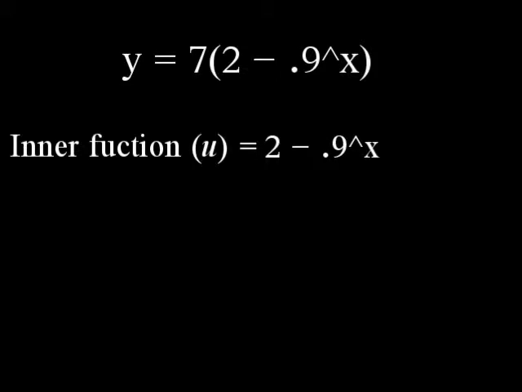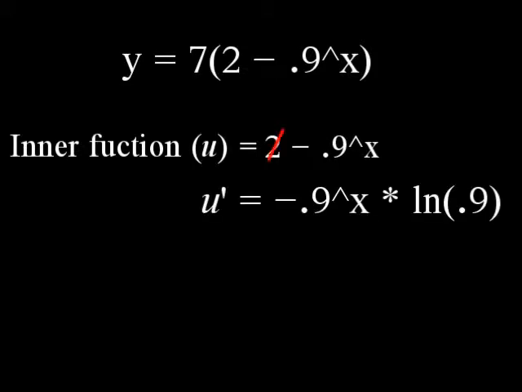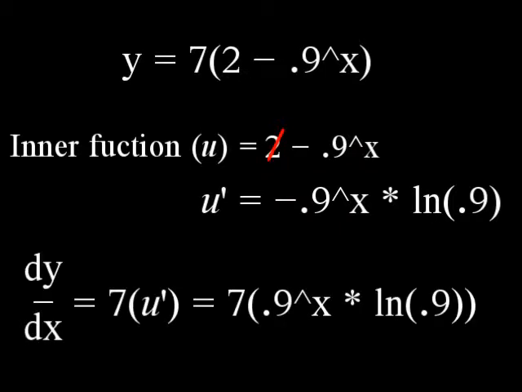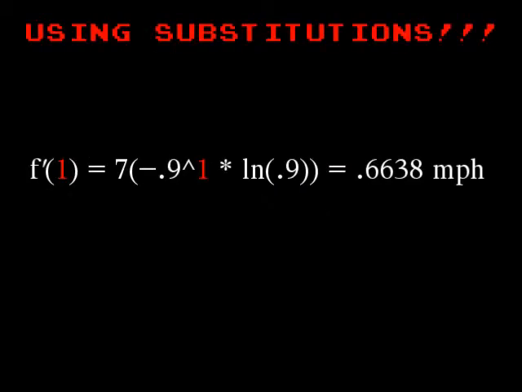First, we find the derivative of the inner function. Since 2 is a constant, it is eliminated and negative 0.9 to the x turns into negative 0.9 to the x times the natural log of 0.9. Using substitutions for f of x equals 1, and the equation of 7 times quantity negative 0.9 to the 1 times the natural log of 0.9 equals approximately 0.6638 miles per hour.